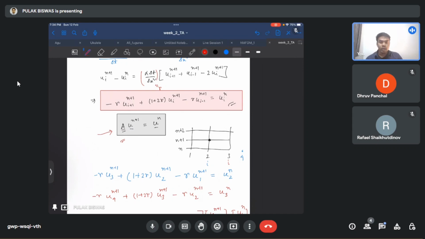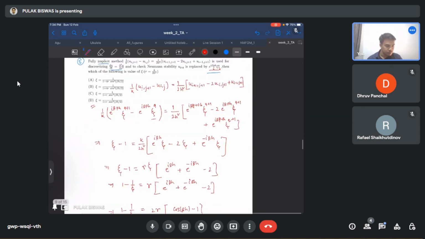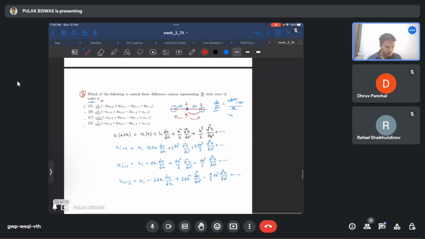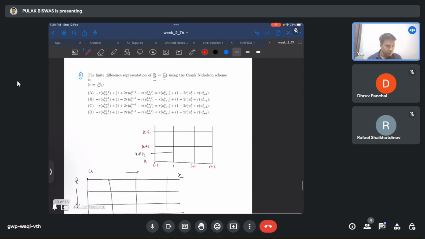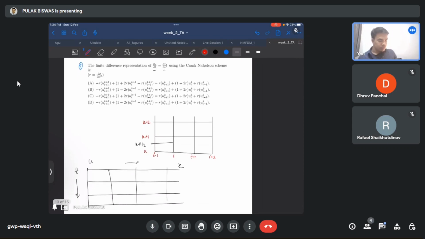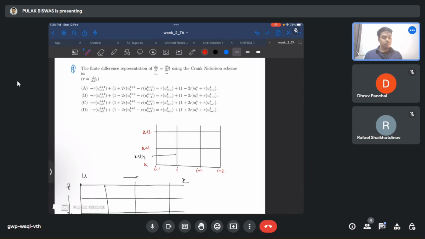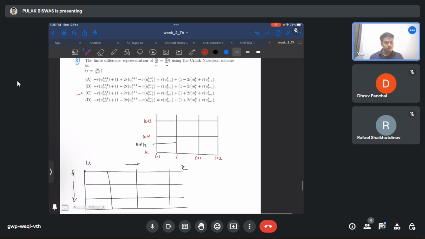So similarly for Crank-Nicholson as well, where is that scheme? So what is the answer? C. This one is the scheme.